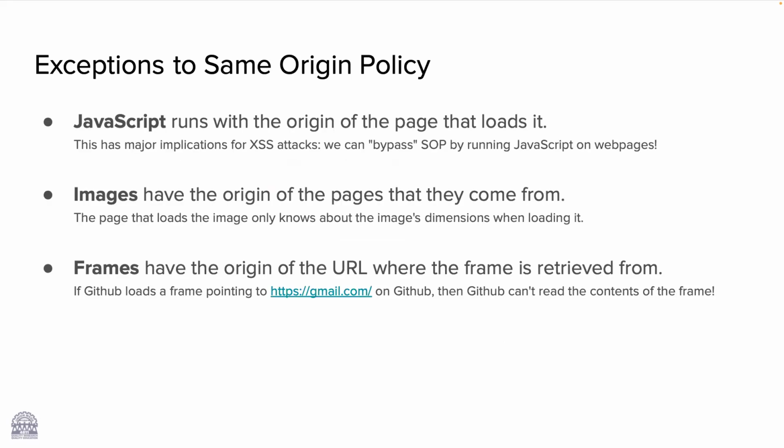And then some exceptions to the same origin policy. Whenever we have JavaScript run on a page, the JavaScript code will have the origin of the page that loads it. So this is really important because this is something that we can take advantage of in some attacks. Because usually, if we were to say that this code has the origin of somewhere else, it would be really insecure to run it.